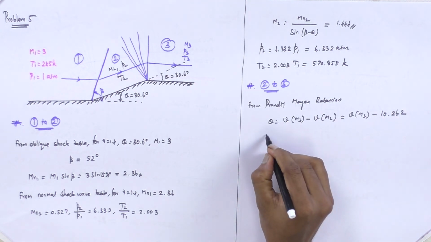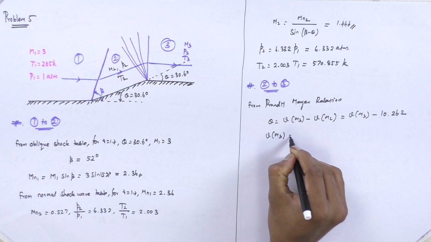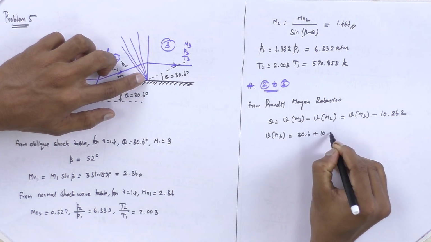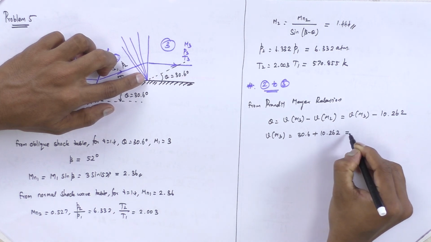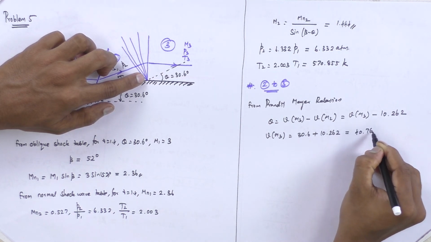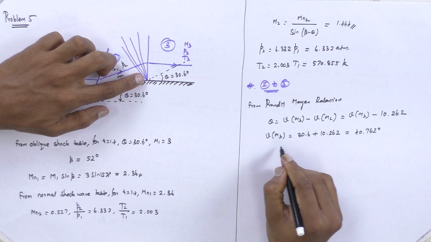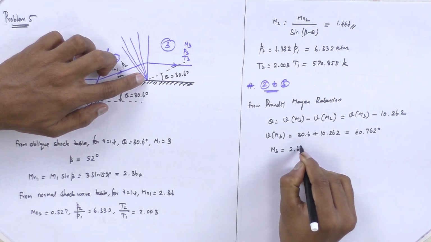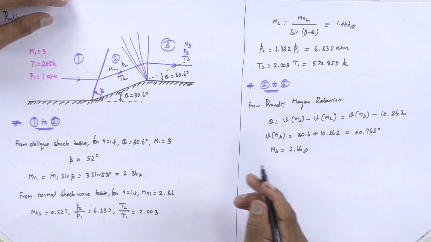This will be equal to 10.262 degree. So V of M3 will be equal to theta, 30.6 degree, plus 10.262 degree. So this will give us 40.762 degree. From the gas table, the corresponding value of M3 will be equal to 2.66.